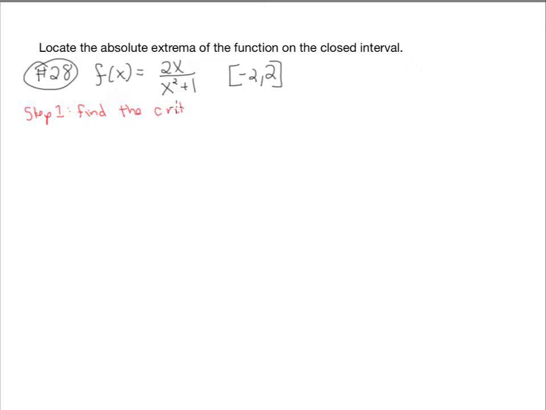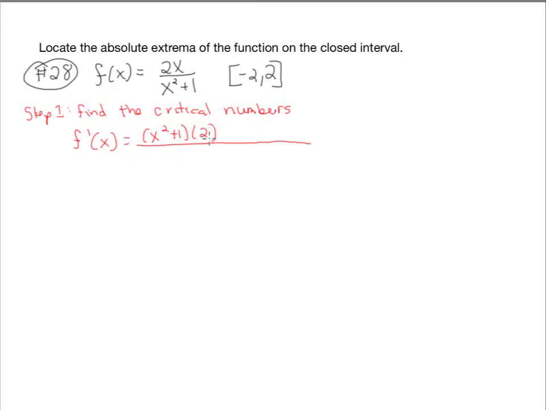the critical numbers. Now remember, the critical numbers are the x values at which the derivative is equal to 0 or the derivative does not exist, as long as that value where it does not exist is in the domain of the original function.